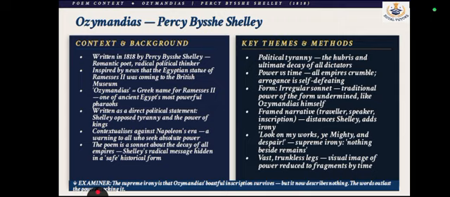Now for the key theme and method, we have political tyranny, the hubris and ultimate decay of all dictators, power versus time, all empires crumble, arrogance is defeated. Then the form is an irregular sonnet, the traditional power of the form undermined, like Ozymandias himself. Frame narrative: a traveller, speaker, inscription. Distances, Shelley adds irony. "Look on my works, ye Mighty, and despair" is one of the quotes, supreme irony.